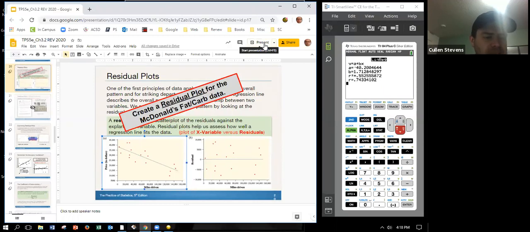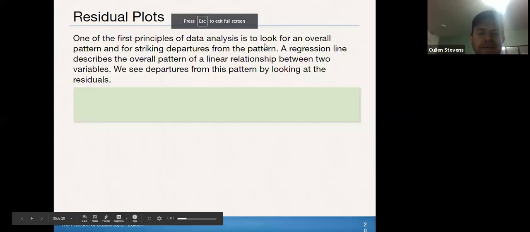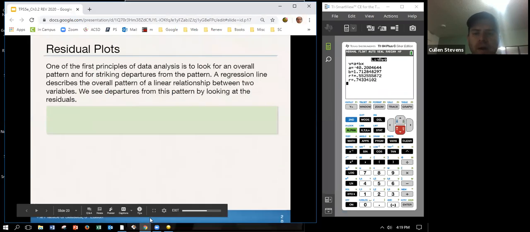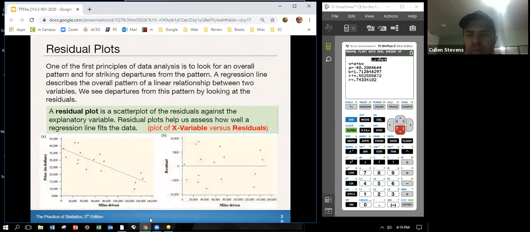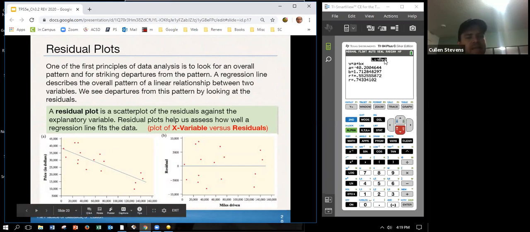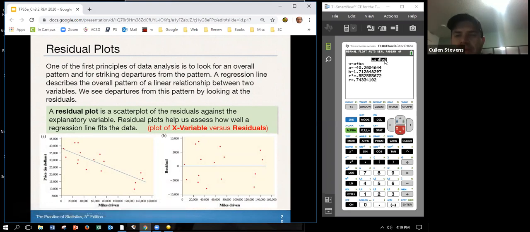All right. Let's jump back in and do a residual plot for the McDonald's data here. All right, so what's really nice about when we have this data is that when I ran this line of best fit, it may not look like it because something happened in the background, but all the residuals were actually created for us. That was pretty neat.